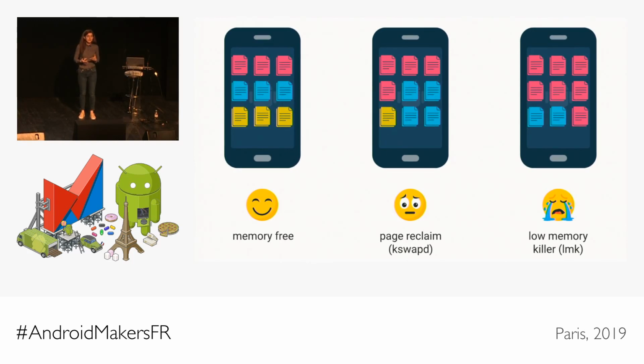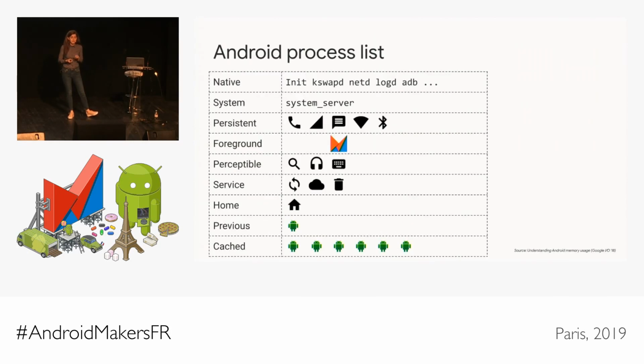In order to understand how this low memory killer works, it's important to see what the processes available on an Android device are. And there is an entire list. I will start from the top. First of all, we have the native processes. And here we have the init, kswapd that we already discussed, daemons like netd or logd or Android device bridge, and so on. There is an entire list.